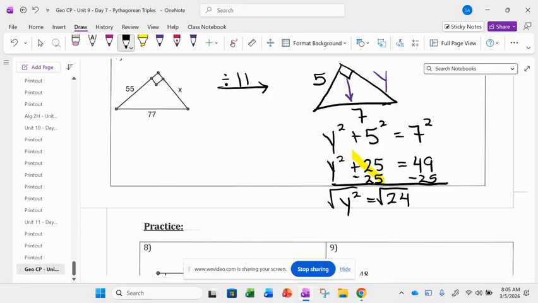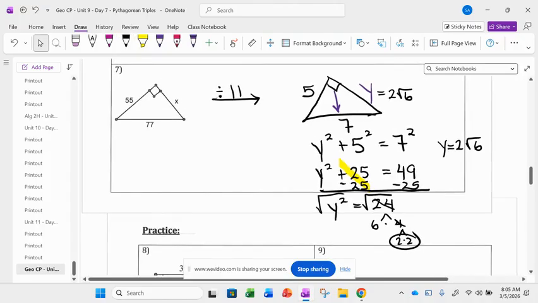So y equals the square root of 24. Now 24 I could break down: 6 and 4, and 4 is 2 and 2. There's no point in breaking down the 6 because I can't get any more pairs. So we end up with y equal to 2 root 6. This is not my answer. Most of the time, students get this far. They do all the hard work and get the right answer for y.